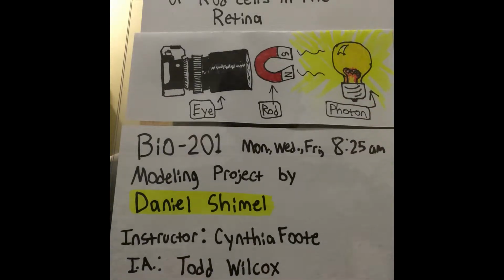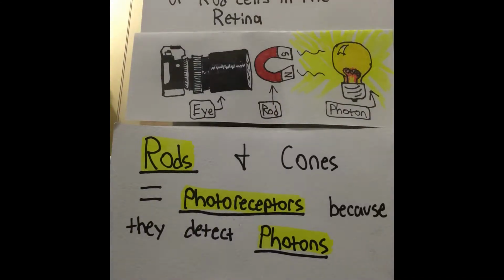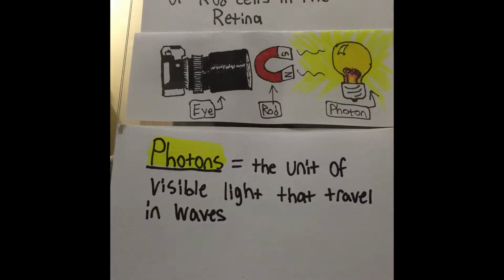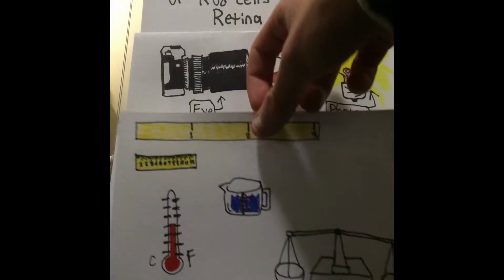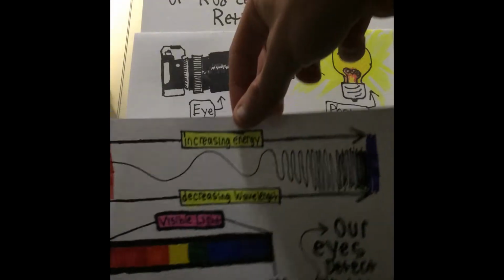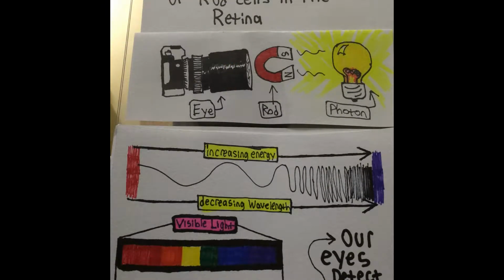Rods and cones are photoreceptors that detect photons. Photons are the unit of visible light. These are common units of measurement. However, light is measured like this, in wavelengths. Not all light is visible, but this is a representation of the spectrum that is visible.